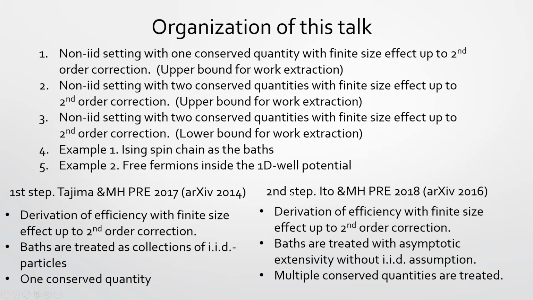This paper handles a very general setting, so it is enough to explain the contents of this second paper. But the top result of this paper is too complicated, because it discusses a non-iid setting with two conserved quantities with finite-size effect up to second order correction. This is too difficult. So in the first part, we consider only one conserved quantity, because if we have multiple conserved quantities, the treatment becomes very, very complicated. We want to avoid that situation.